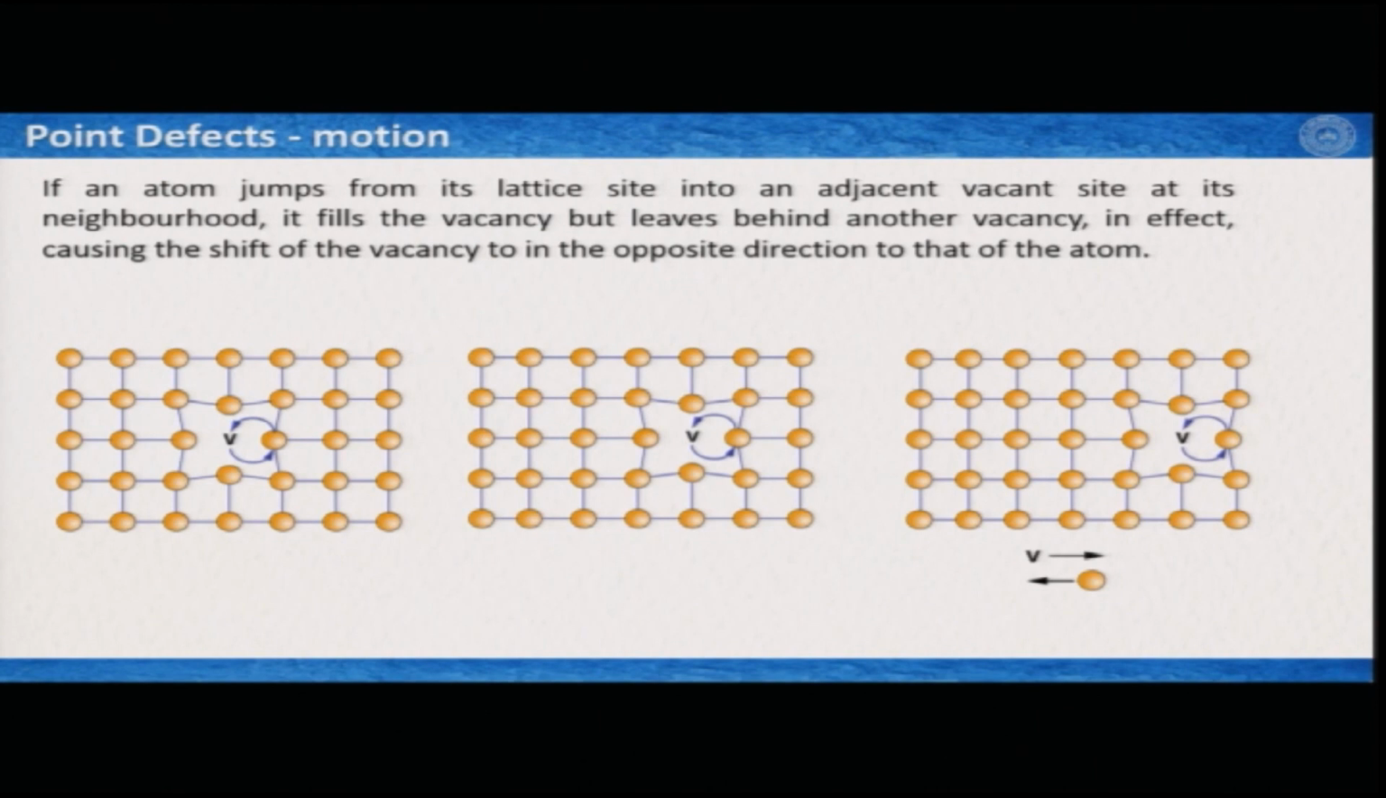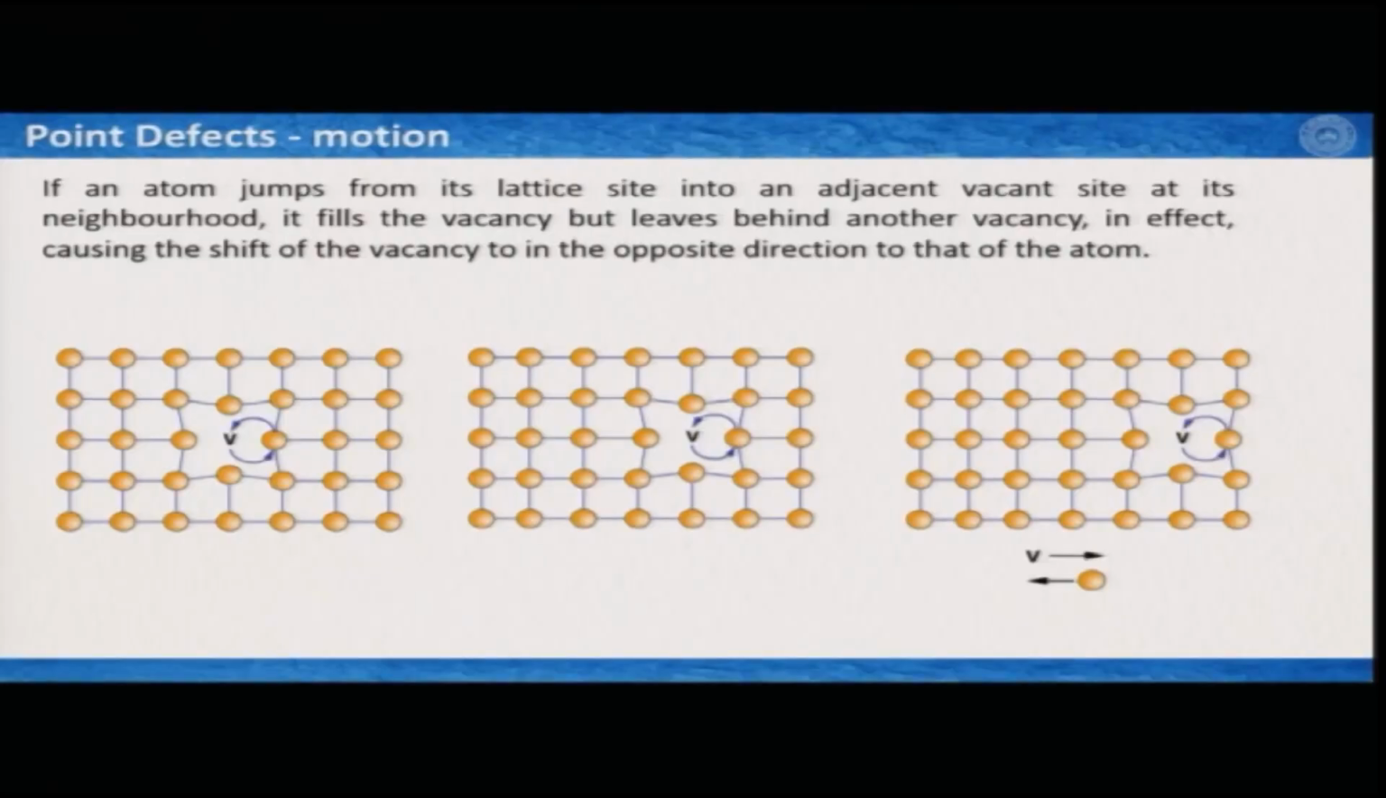Now, how are point defects important to us? We will learn more about it, but if there is some sort of differential stress externally or some sort of disequilibrium, then point defects try to move from one site to another site. So, if an atom jumps from its lattice site into the adjacent vacant site in its neighborhood, it fills the vacancy, but because there is no extra atom, it leaves behind another vacancy. So, in effect, it causes the vacancy to shift in the direction opposite to that of the atom. What I mean by this is explained in this illustration.